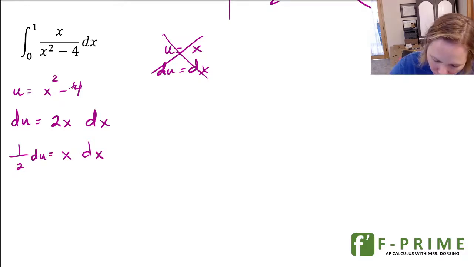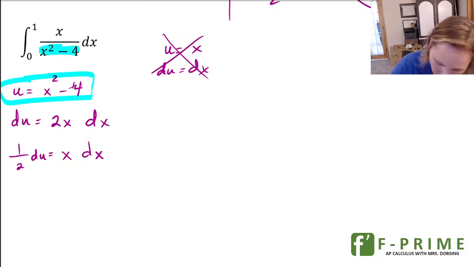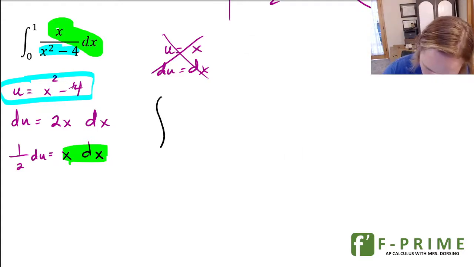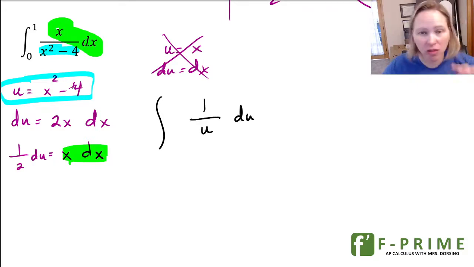So remember, the goal is if I let this be u, then whatever's left, the x dx, I want to be able to replace that with something involving du, and I've been able to do that here. So let's go ahead and proceed. So now I'm going to evaluate this integral, 1 over u du. Notice no limits of integration. I'm getting rid of them.